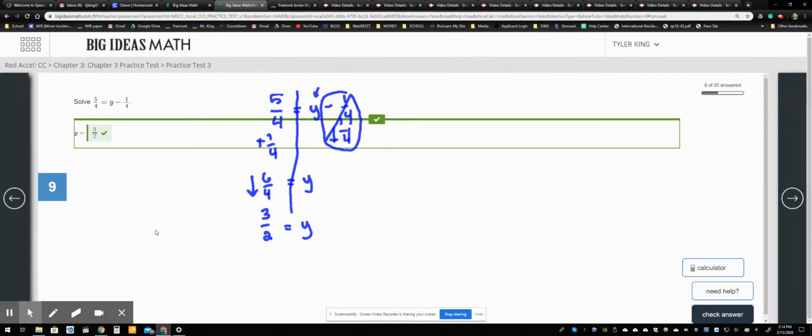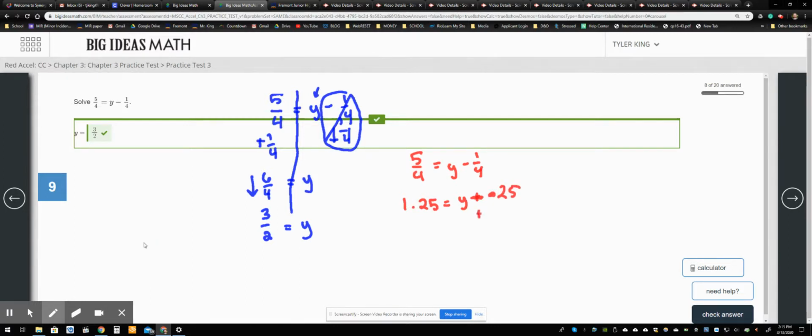Now, because a lot of us are not comfortable with fractions, if we're not using a calculator that works with fractions, the first thing we could do is change them to decimals. So we have 5 over 4 is equal to y minus 1/4. Well, 5 over 4 we should be able to find as 1.25 because it's 1 and 1/4, and this is going to be y minus 0.25.